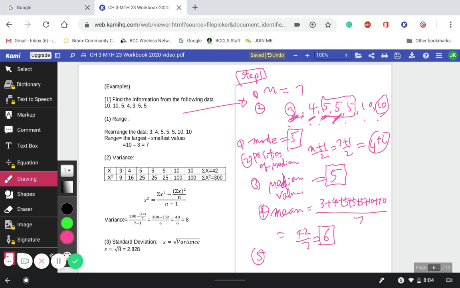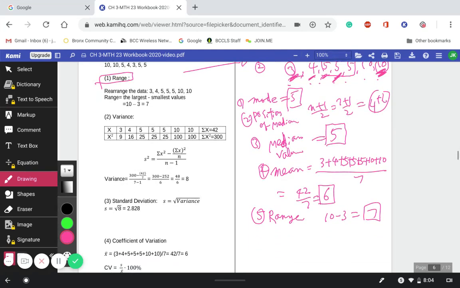Now, how about range? How do you find the range? Range is the largest number minus the smallest number. So in here it is 7. Largest number was 10, smallest number was 3.